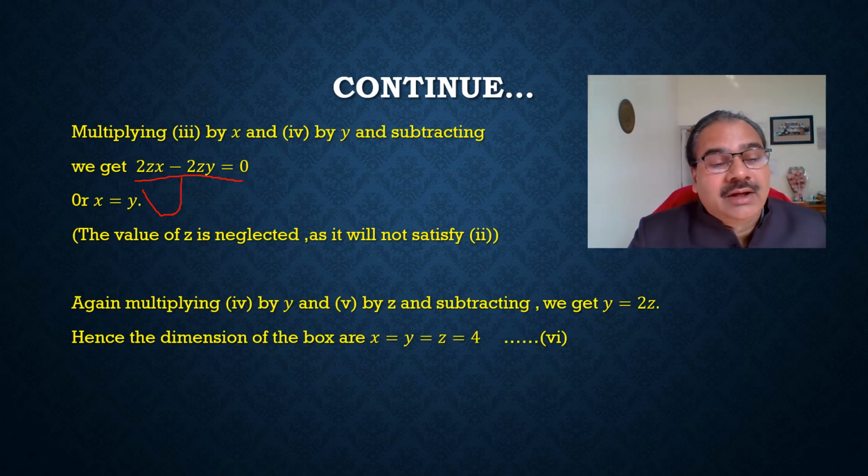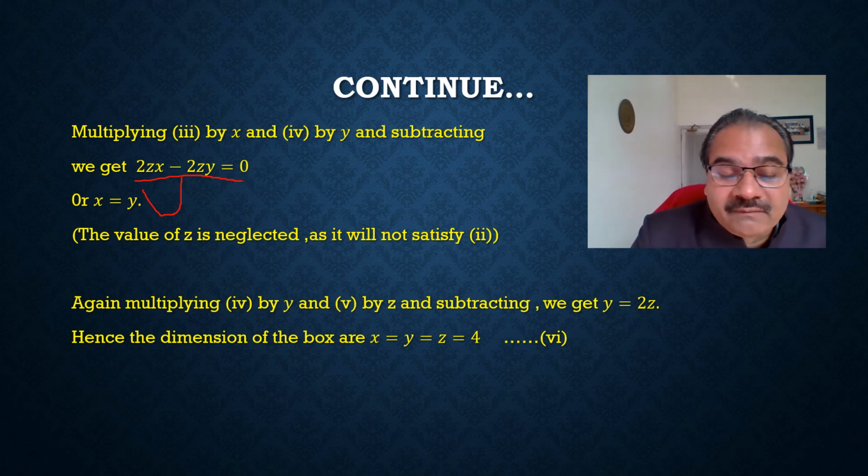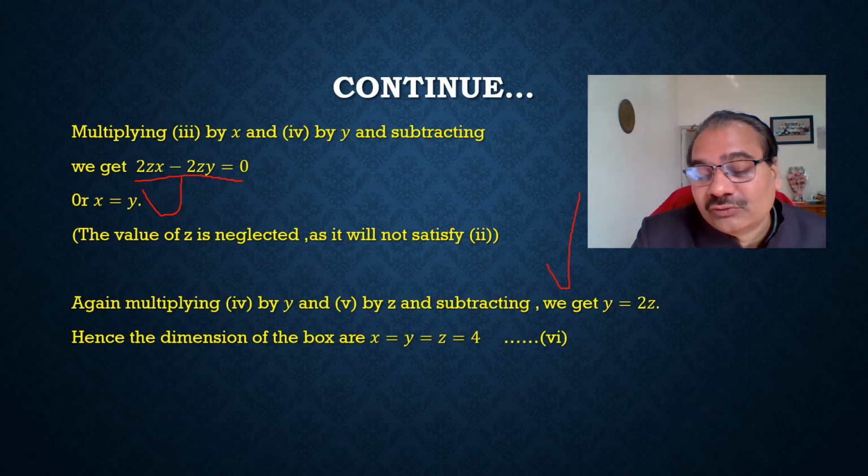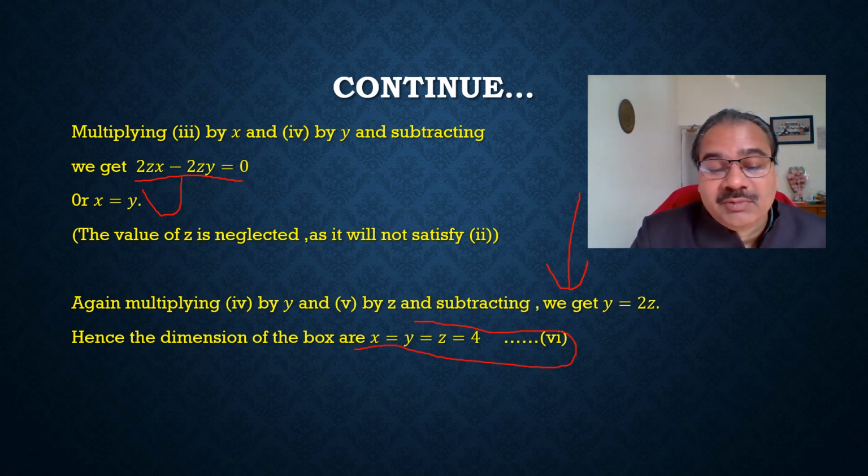Again, multiplying equation 4, as we have already discussed in the previous PPT, by y and the fifth by z and subtracting. I want all the students to do this on your own. You don't expect that I will multiply and solve everything. Then you will get y is equal to 2z. Hence, you got all three dimensions of the box. Just imagine the beauty of the problem.